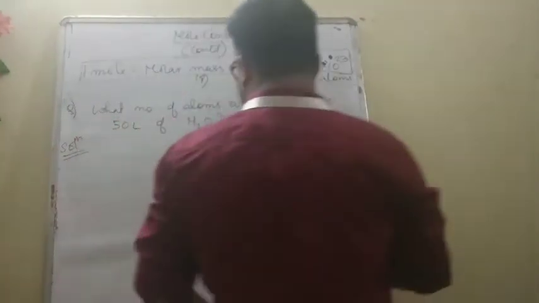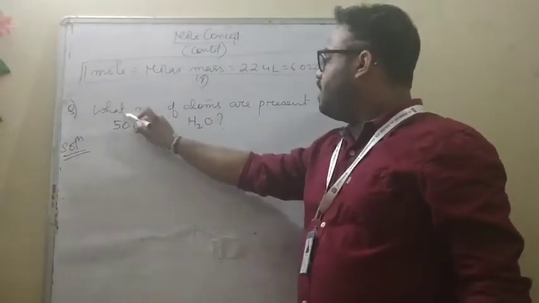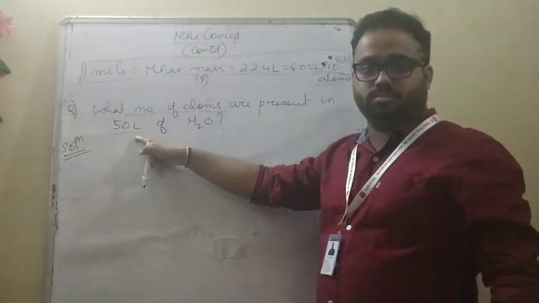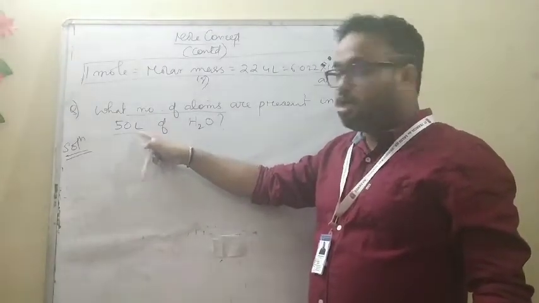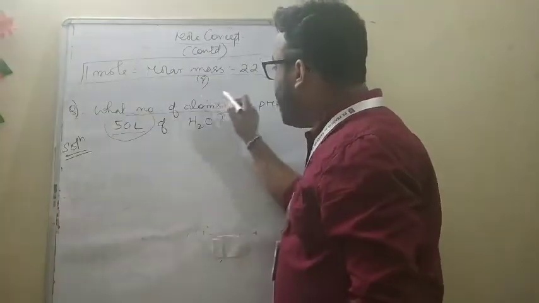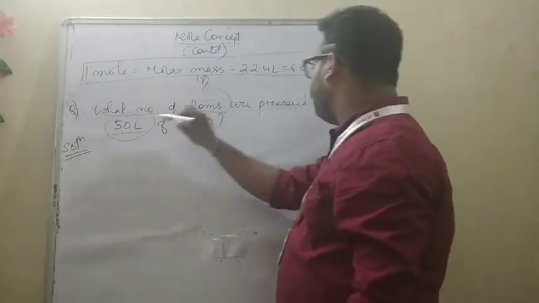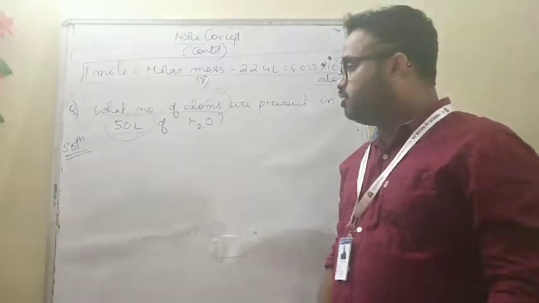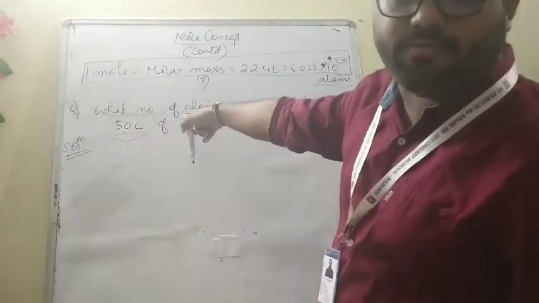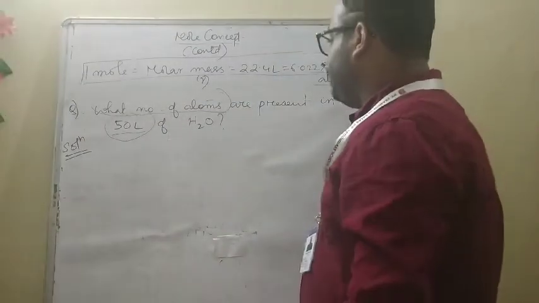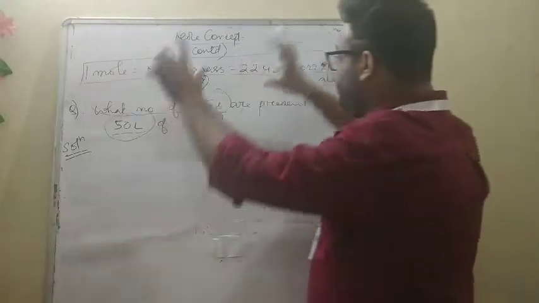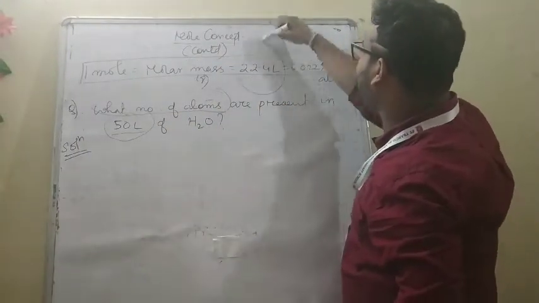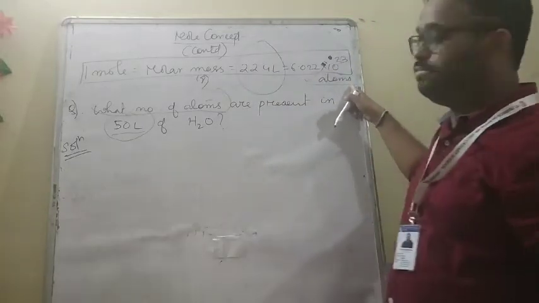So see what they have asked you. What number of atoms? And what they have given? 50 liter. Which means volume they have given and they have asked you what number of atoms. So how you find out? See mole concept. Mole concept क्या बोलता है? 22.4 liter में this much atoms you have.